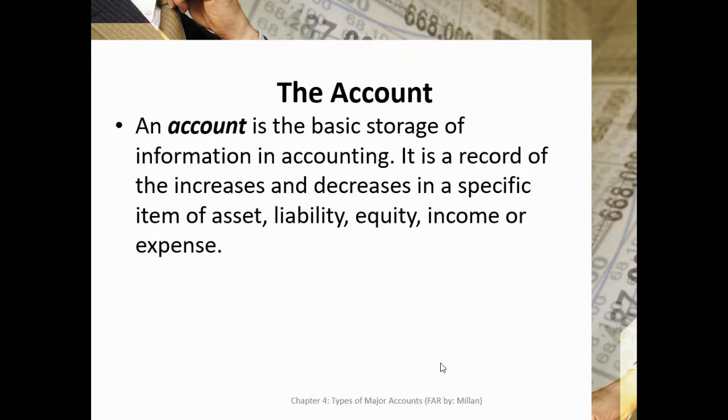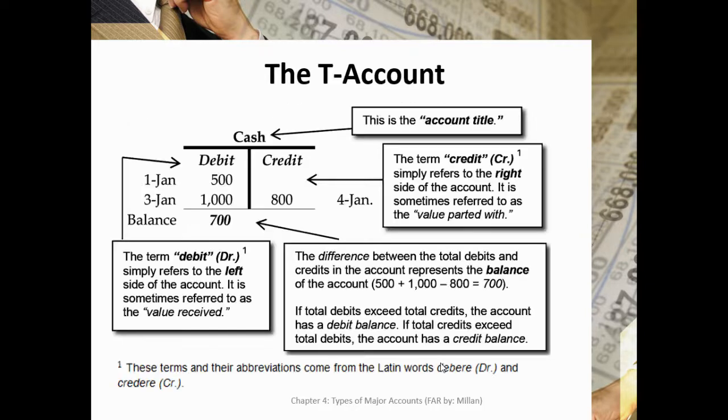So an account is the basic storage of information in accounting. It is a record of the increases and decreases in a specific item of asset, liability, equity, income, or expense. So it may be depicted through a T account. It is called a T account because it resembles the letter T. So this is an example of a T account.